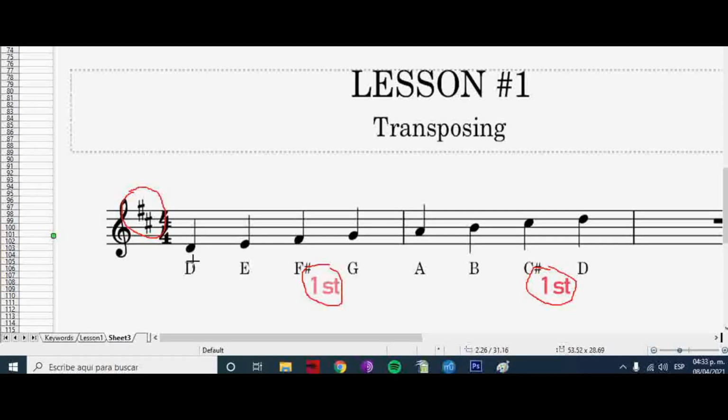In this case the key is, let me change the color, this is the key of D. Okay, I guess this is quite clear.